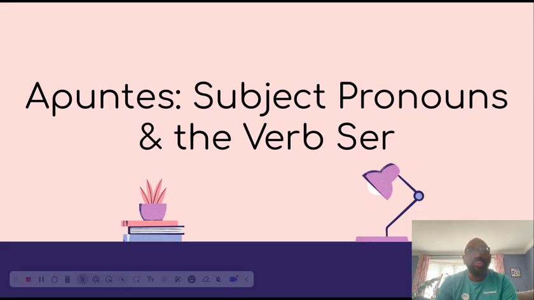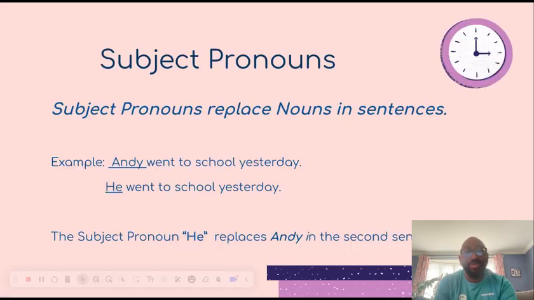Hoy vamos a hablar sobre los pronombres de sujeto, o en inglés, perdón, subject pronouns. You might know a subject pronoun in English is a word used to replace nouns in sentences. Look at our example here. Andy went to school yesterday. He went to school yesterday. The subject pronoun he replaces Andy in that second sentence. We are going to talk about all the different pronombres, or words we use to replace people's names in Español.